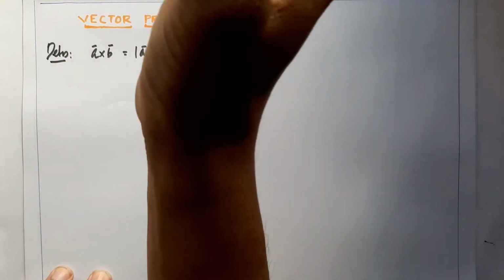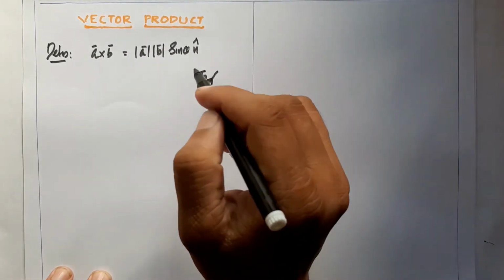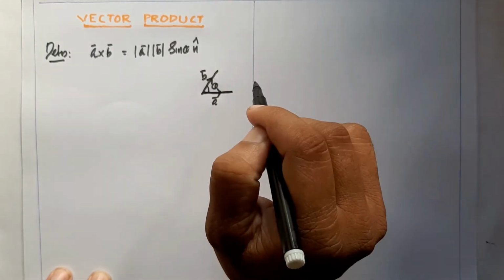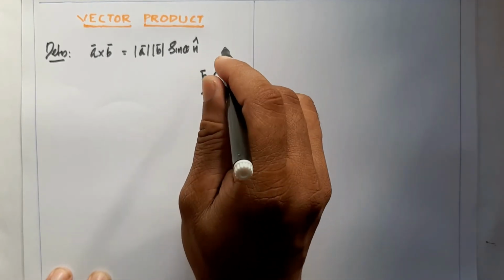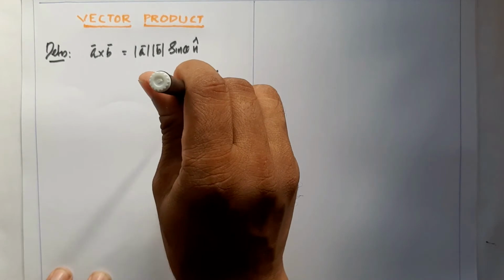So learn the definition by heart: A cross B is equal to mod A into mod B into sin theta into n cap, where theta is the angle between vector A and vector B, and n cap is the unit vector which is perpendicular to vector A and vector B.